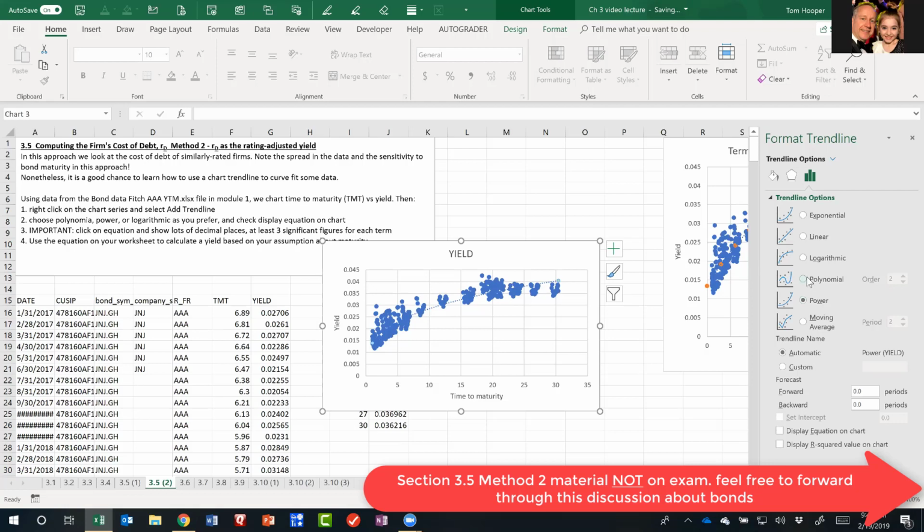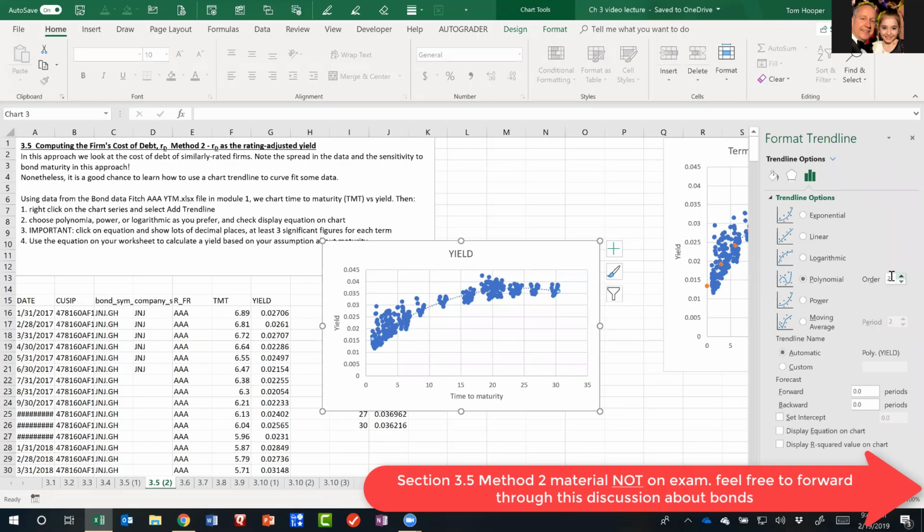The book suggests a polynomial fit. I was going to be safe with a polynomial fit. One thing I don't like about it is it shows kind of a maximum yield, and then it starts coming back down with time to maturity. Again, save that conversation for your investments class, but I'm a little uncomfortable with that. But this is what the book did, so let's do that.